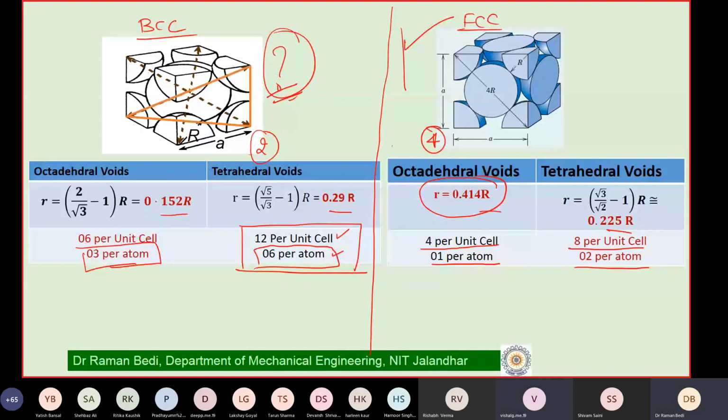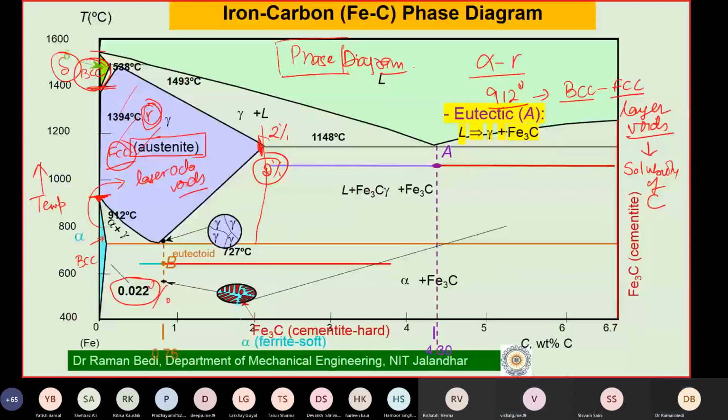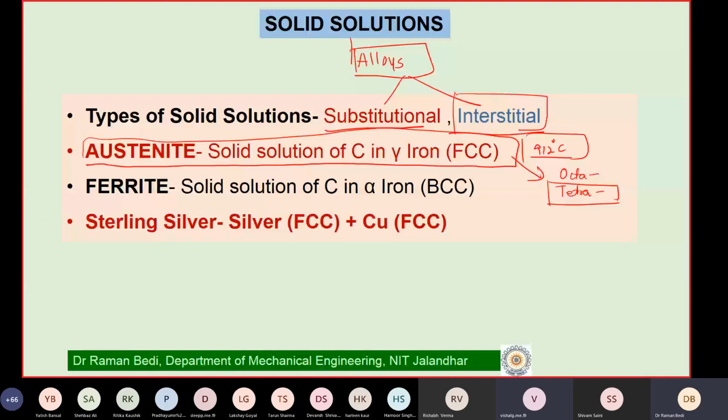So we say austenite is a solid solution of carbon and iron, which normally exists at high temperature when iron is in an FCC structure and carbon is occupying the interstitial sites, which are octahedral type.